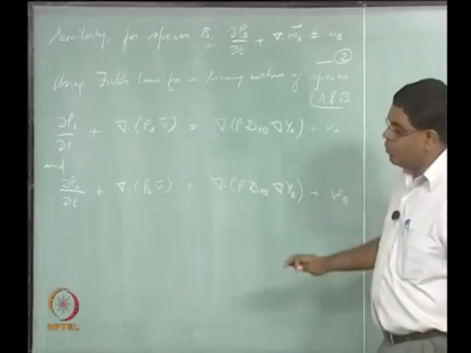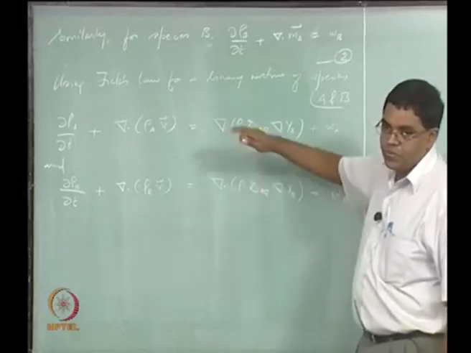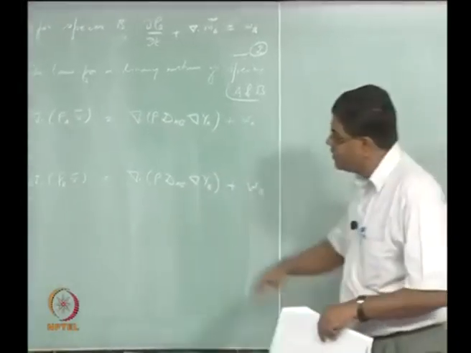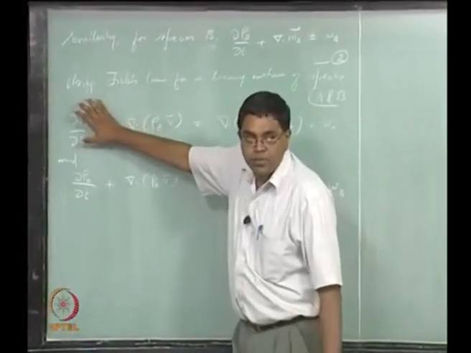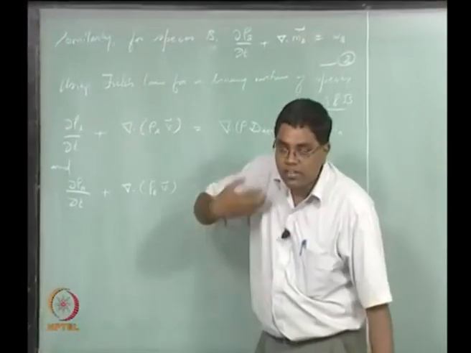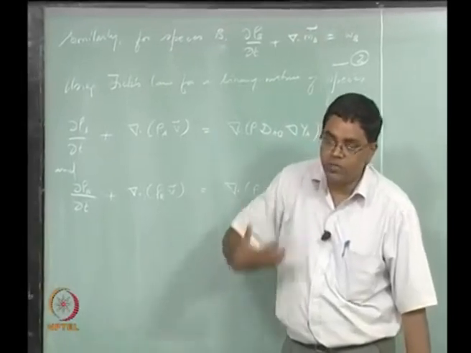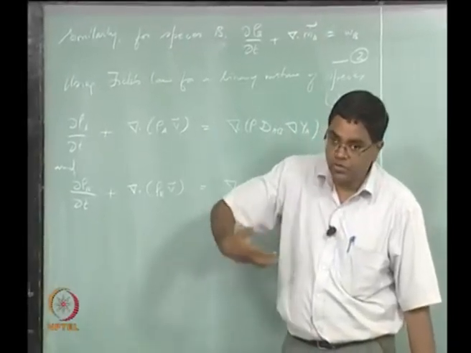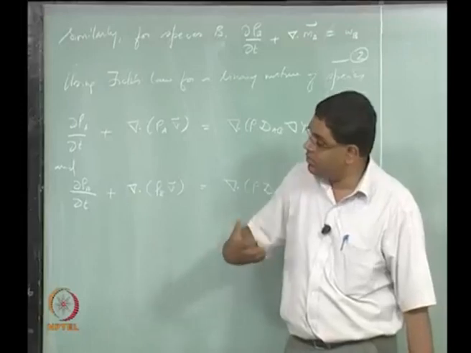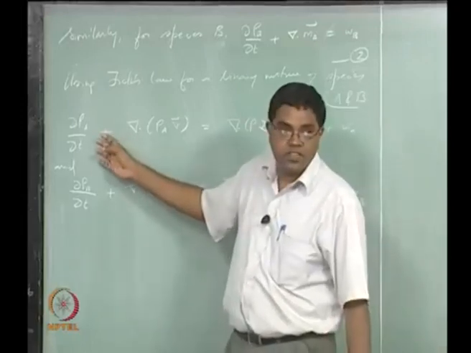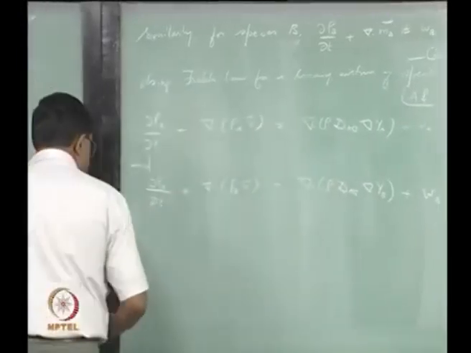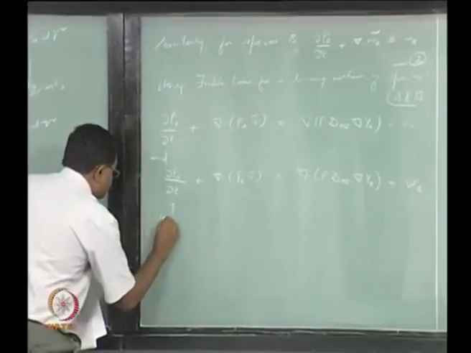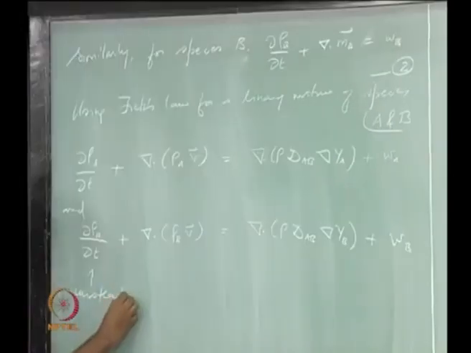Now, what happens when you try to add these two? Before we do that, we can begin to see that this is the unsteady term, because the process could be unsteady. We have a rate of depletion or consumption of A, or generation, accumulation of A in an unsteady process. So this is the unsteady term.